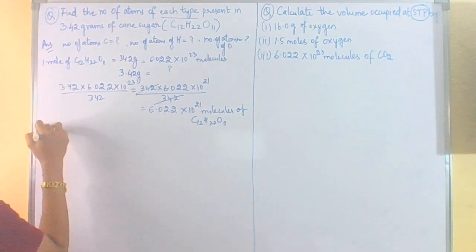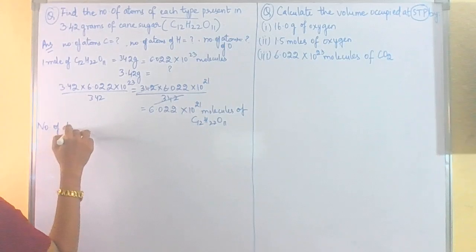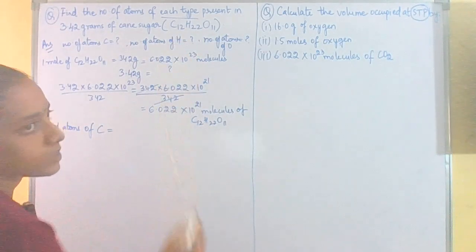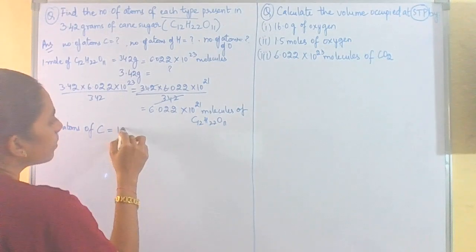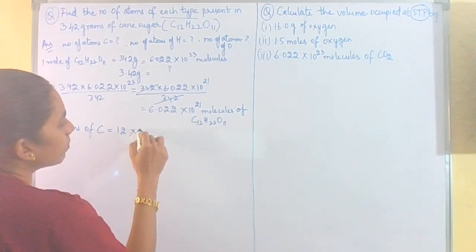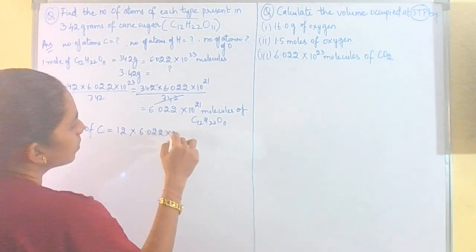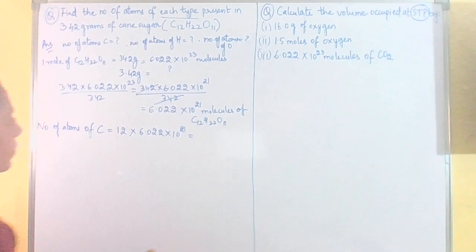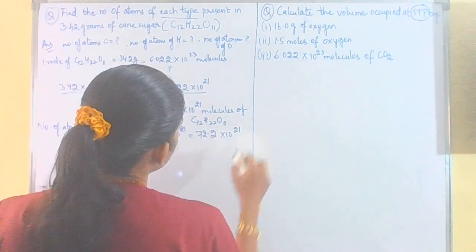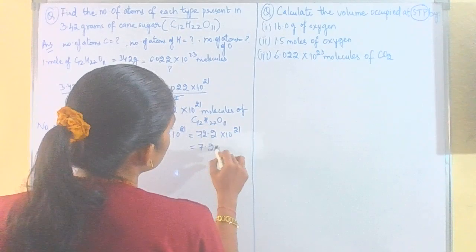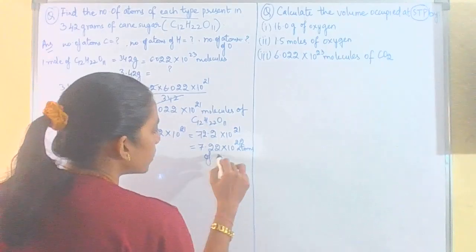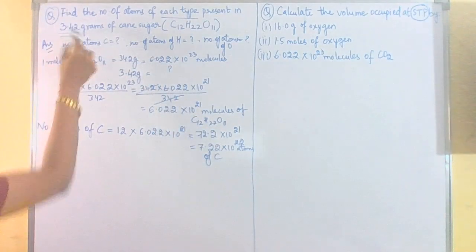Now you have to find out the number of atoms. First, of carbon is equal to, here we have 12 atoms in cane sugar. So you have to multiply the 6.022 into 10 to the power 21 with 12, which is equal to 72.2 into 10 to the power 21, which is equal to 7.22 into 10 to the power 22 atoms of carbon is present in 3.42 grams of cane sugar.